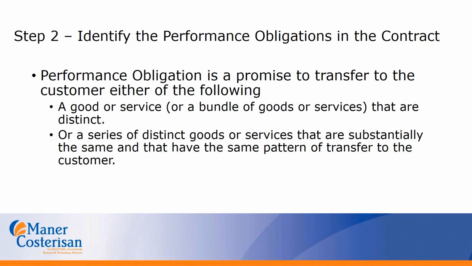To start this step off, it's first very important to define what a performance obligation is per ASC 606. A performance obligation is a promise to transfer to the customer either of the following: a good or service or a bundle of goods or services that is distinct. We will go into the definition of what distinct means here in a moment as well. Or a series of distinct goods or services that are substantially the same and that have the same pattern of transfer to the customer.